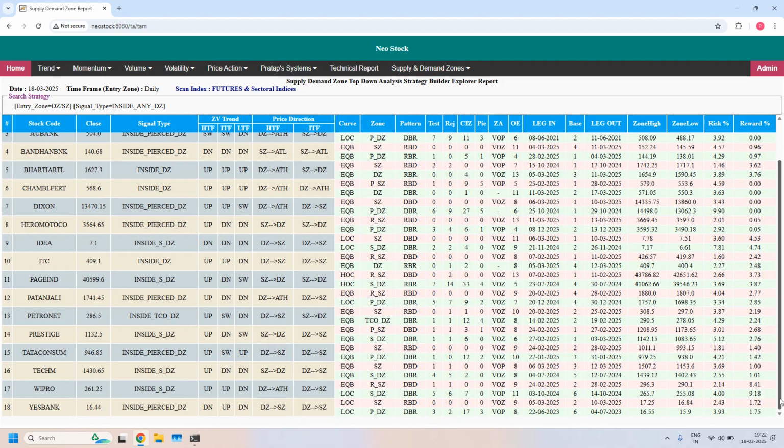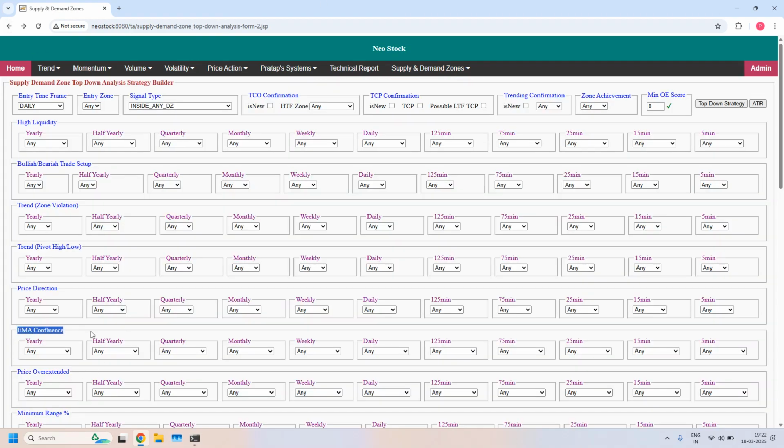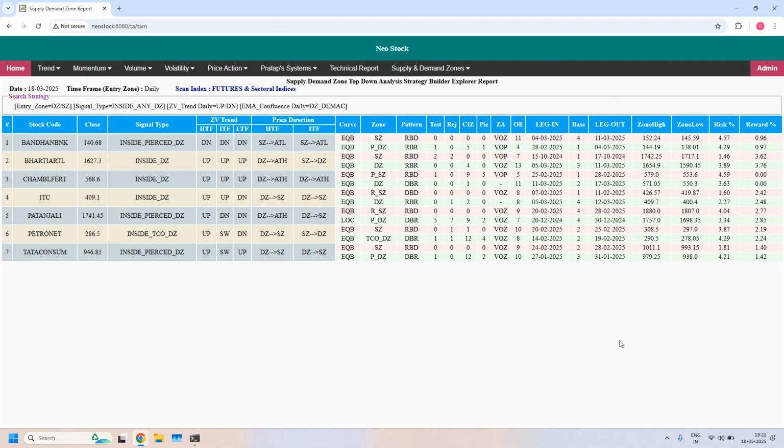Now let's verify out of these 18 how many are having daily demand zones with daily EMA Confluence. The EMA Confluence at daily time frame, I am selecting daily demand zone having daily EMA Confluence. And trend on the daily time frame should not be sideways. It can be up or down. With these filters, out of 18 stocks, 7 stocks are filtered. And in all these 7 stocks, these daily demand zones are having daily EMA Confluence. And also current price closed inside these daily demand zones.